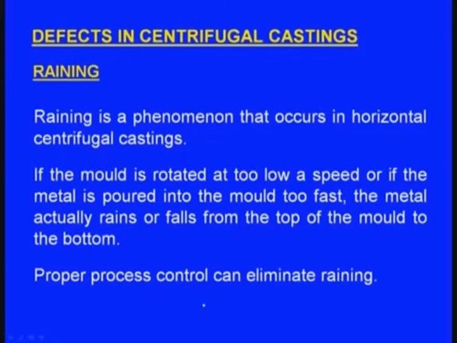Proper process control can eliminate the raining. That is why, sometime back, we saw that skilled laborers are required to operate this process. Only skilled people know at what rotation there will not be any raining. If the mold's rotation is too low, there will be raining, or if the rate of entry of the molten metal is too high, that time also there will be raining. So, this can be controlled by experience. That is why experienced and skilled workers are required to operate this machine.